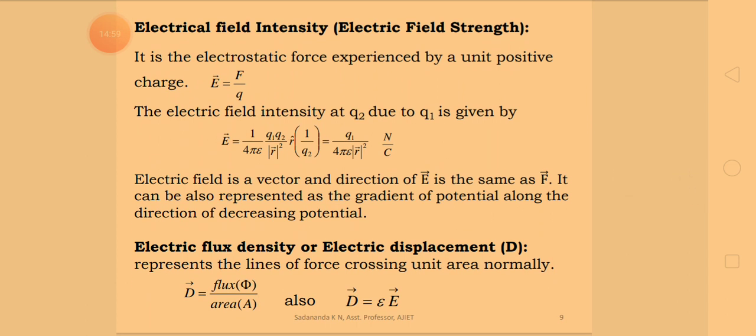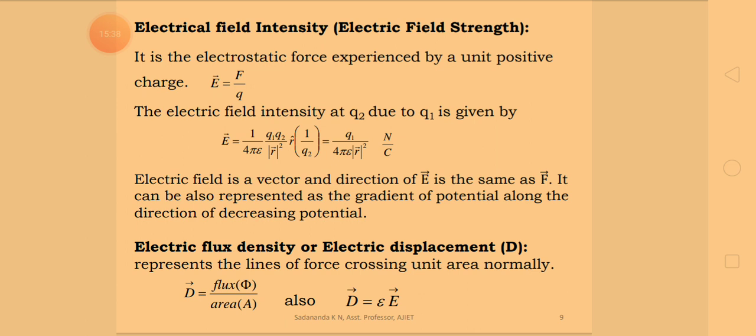Next concept is electric field intensity or electric field strength. Electric field strength, or the electric field intensity, is defined as the electrostatic force experienced by a unit positive charge. The expression for electric field intensity is E equal to F by Q, where F is the force experienced and Q is the charge, that unit positive charge. That's as per the definition of the electric field strength. E is equal to F by Q.